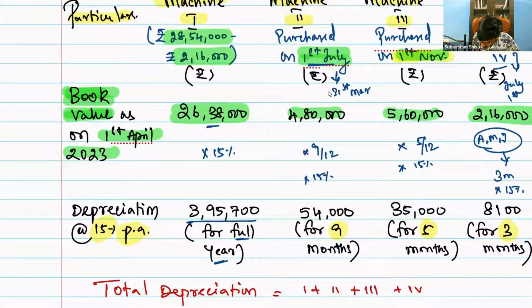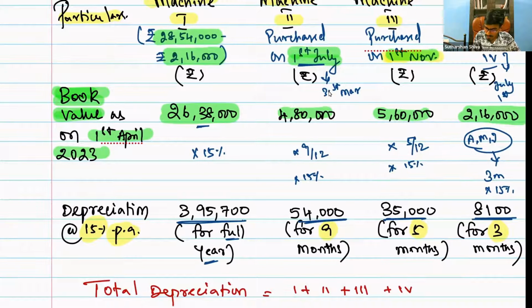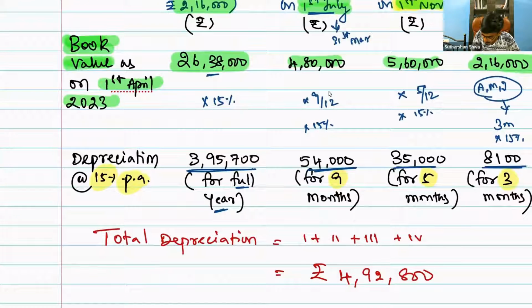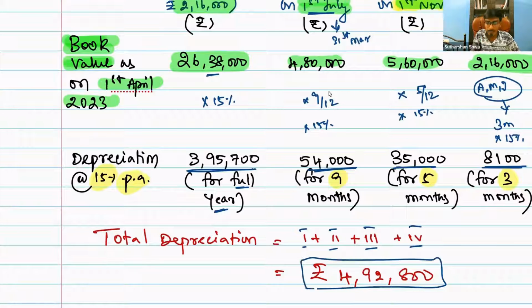If you do this calculation, it will become 3,95,700, 54,000, 35,000, 81,000. If you want, just pause the video and check it by using your calculator and then move on. Then final answer, how you will write? Total depreciation is equal to 1 plus 2 plus 3 plus 4. The total value will become rupees 4,92,800.